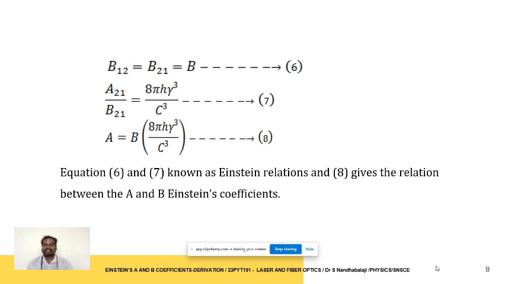Equations 6 and 7 are known as the Einstein relations, and equation 8 gives the relation between the A and B Einstein coefficients.